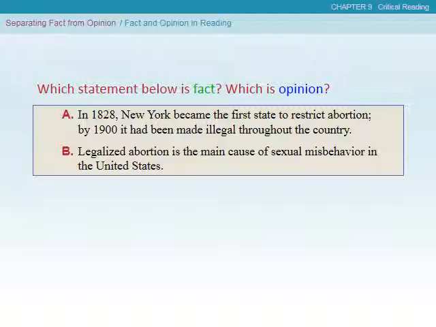So in 1828, New York became the first state to restrict abortion. By 1900, it had been made illegal throughout the country. And B says legalized abortion is the main cause of sexual misbehavior in the United States. So which one's the fact and which one's the opinion?